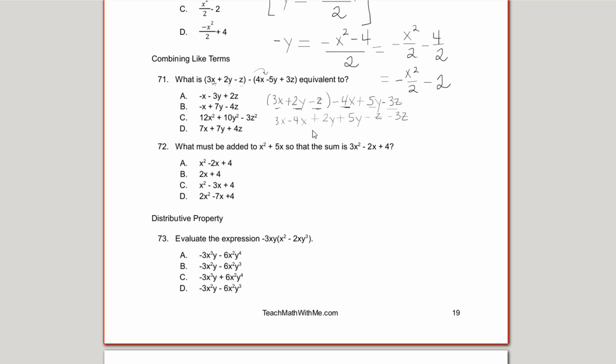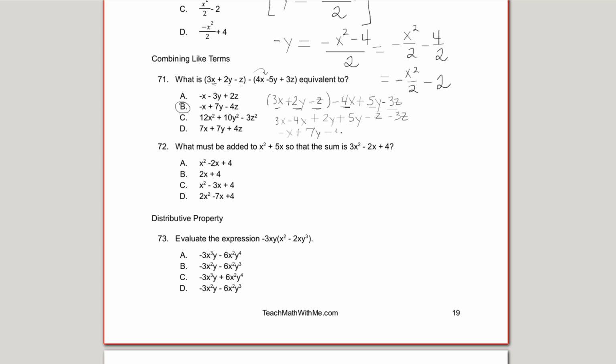Now I've got it kind of grouped together. So 3x minus 4x gives us negative x, 2y plus 5y is 7y. Now, as I'm going through this, at this point, you could look at your answer choices, and we're looking for negative x plus 7y. That's automatically going to lead us to B, and we can eliminate the other things. But let's continue on. Negative z minus 3z.